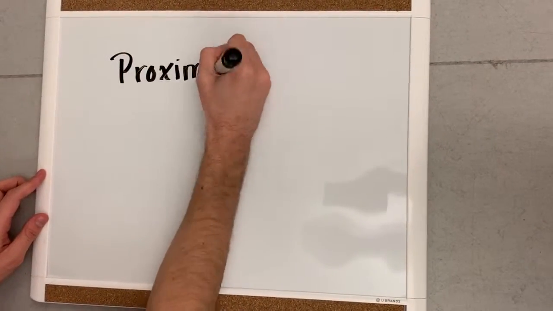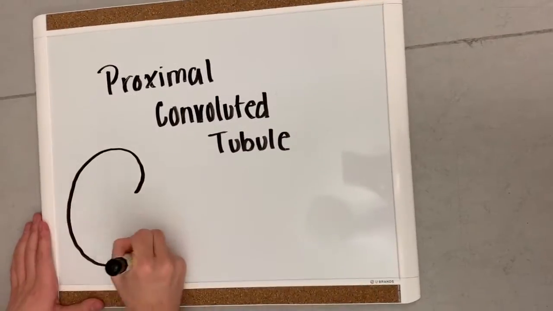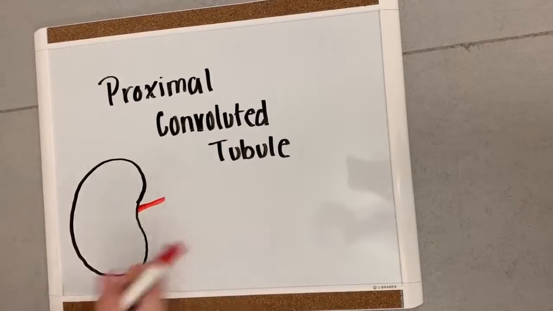Our project is on the proximal convoluted tubule, which plays an important role in the formation of urine and maintaining the body's homeostasis.